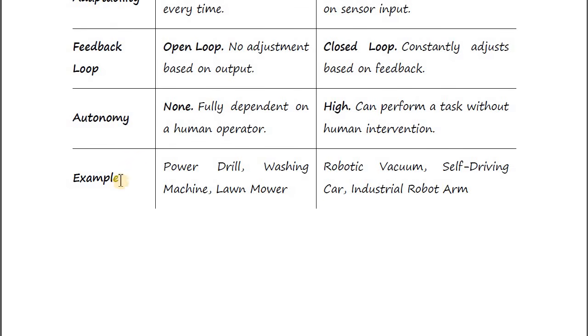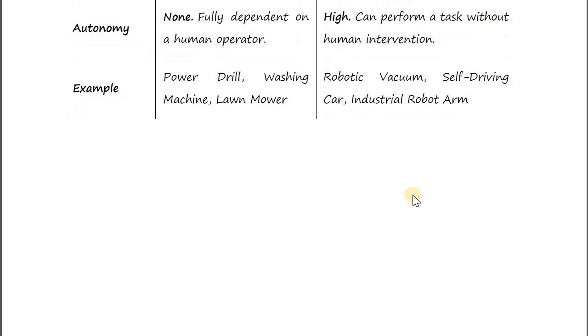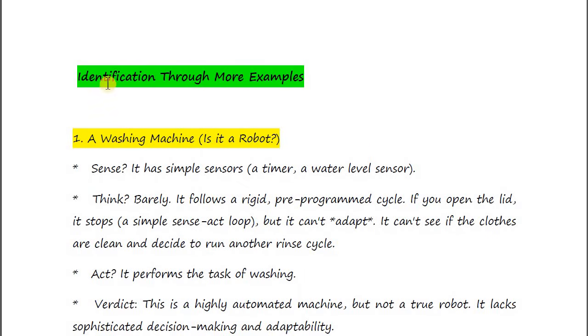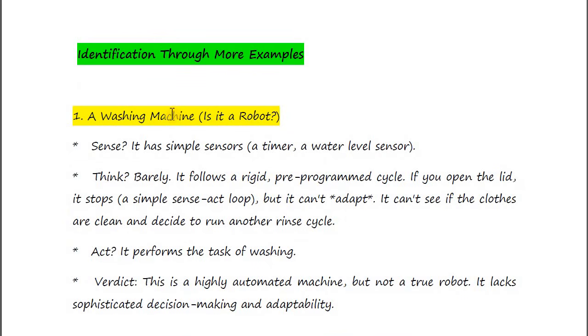Next, some examples: power drill, washing machine, lawn mower are some examples of machines. What about robots? Robotic vacuum, self-driving car, industrial robotic arm. Okay, so now let's have some more examples. Identification through more examples. First one is the washing machine.